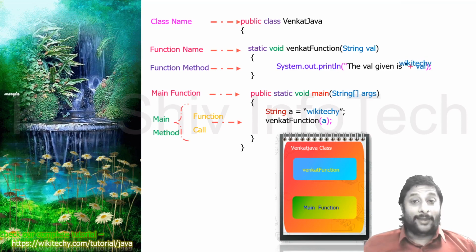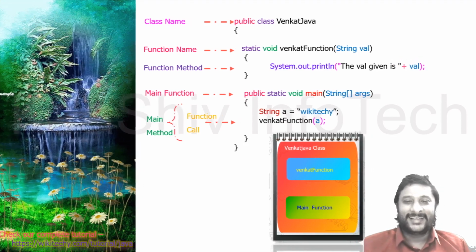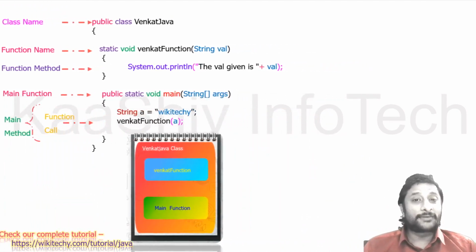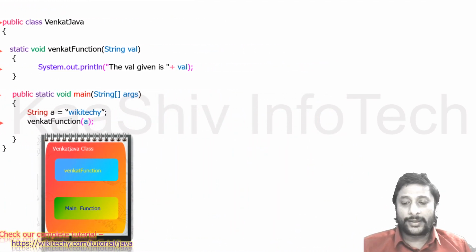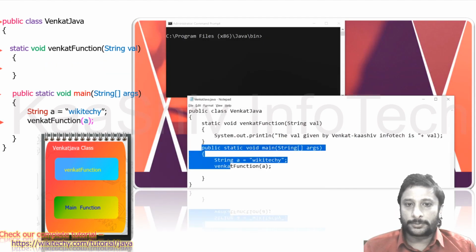I've done my best to explain how the program works. This is how the program starts executing. Now it's time for me to show you how the output comes. Here is the output. You are able to see the program here.